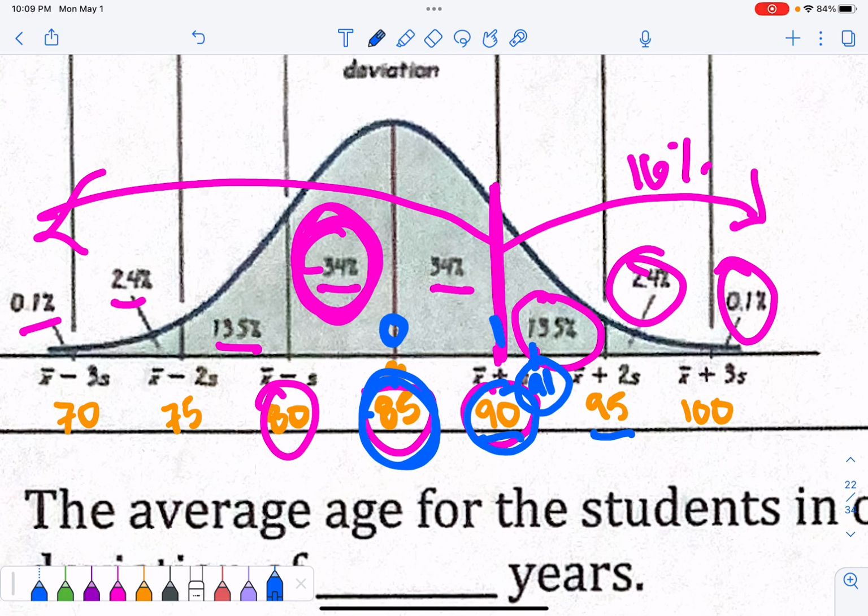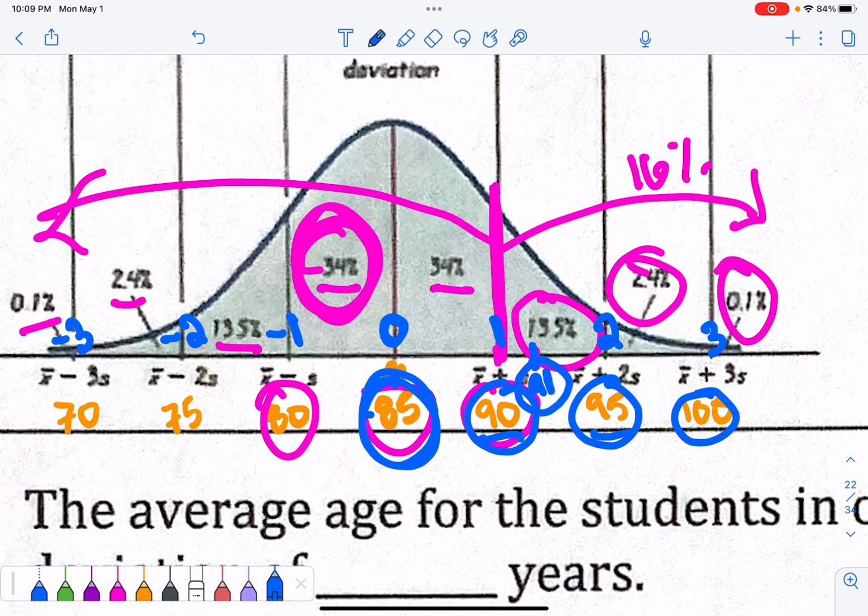Your z-score will be 1. These are all z-scores. 95 will be a z-score of 2. 100 will be a z-score of 3 exactly. Then this will be a z-score of -1 if you're at an 80. 75 has a z-score of -2. -3 is the z-score for 70.